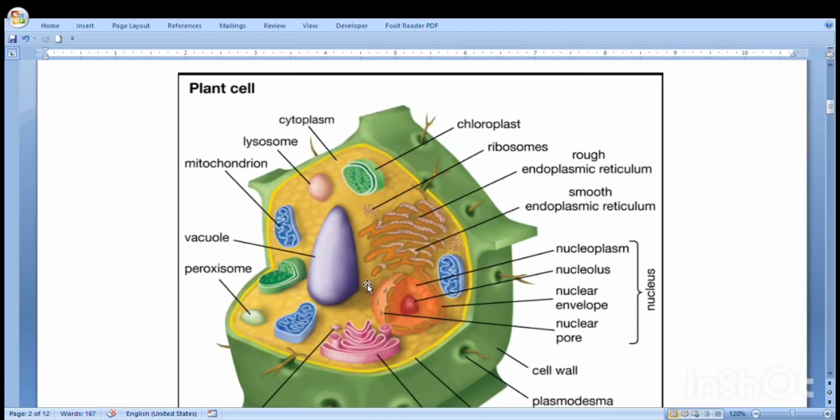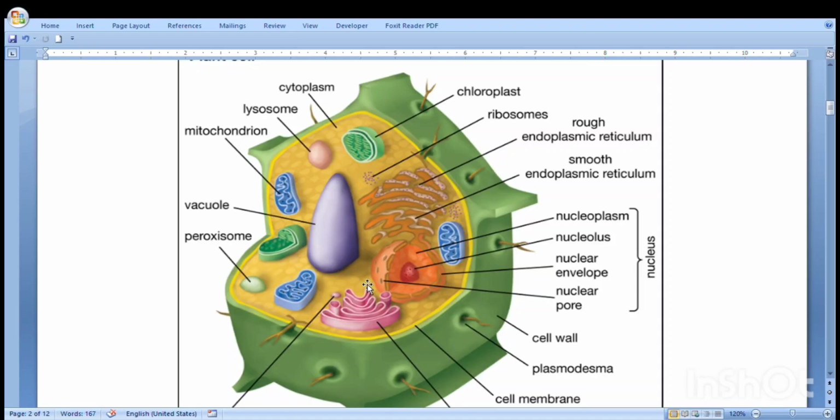What is the cytoplasm? It helps support and suspend organelles within it. It's the site of many cellular processes like glycogenesis. What is glycogenesis? I'll tell you in the next class exactly what the glycogenesis process is. Got it?